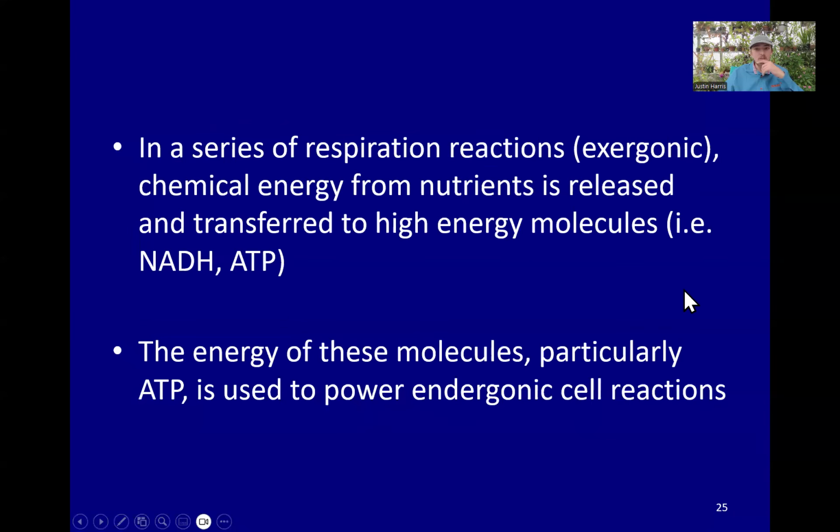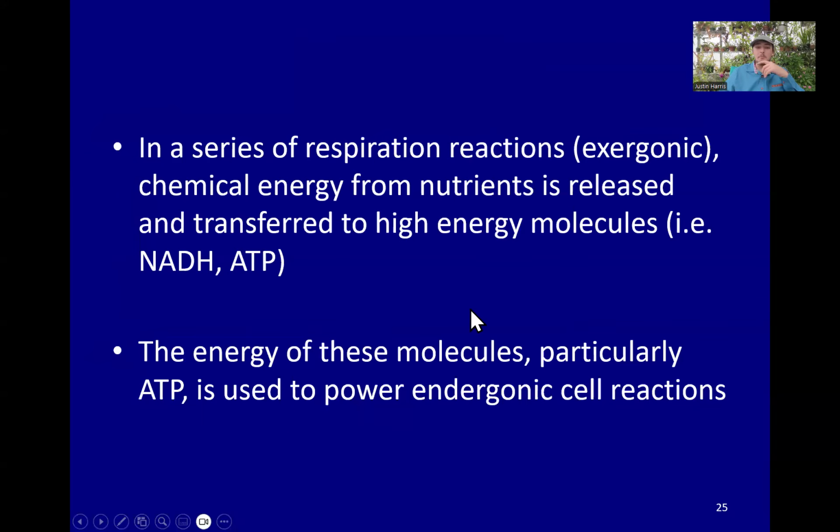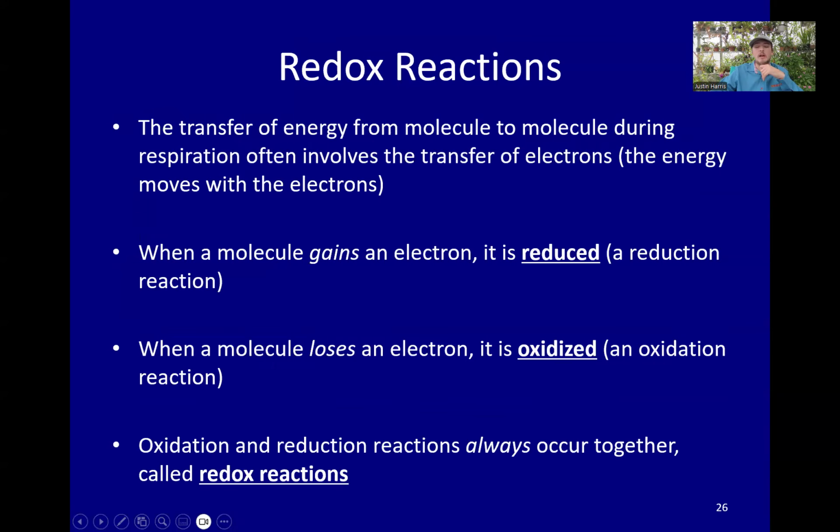And so cellular respiration is a process of exergonic reactions. Exergonic is where we're releasing energy. Then we're going to capture that energy in ATP and high energy carrier molecules through a series of reactions. Before we talk about exactly what those are, we're going to talk about what redox reactions are. And you can think about OIL RIG.